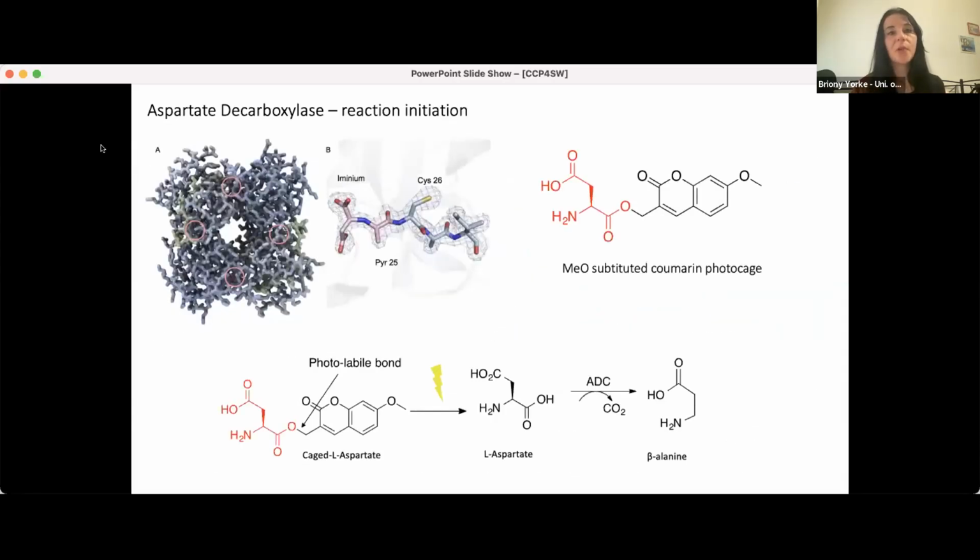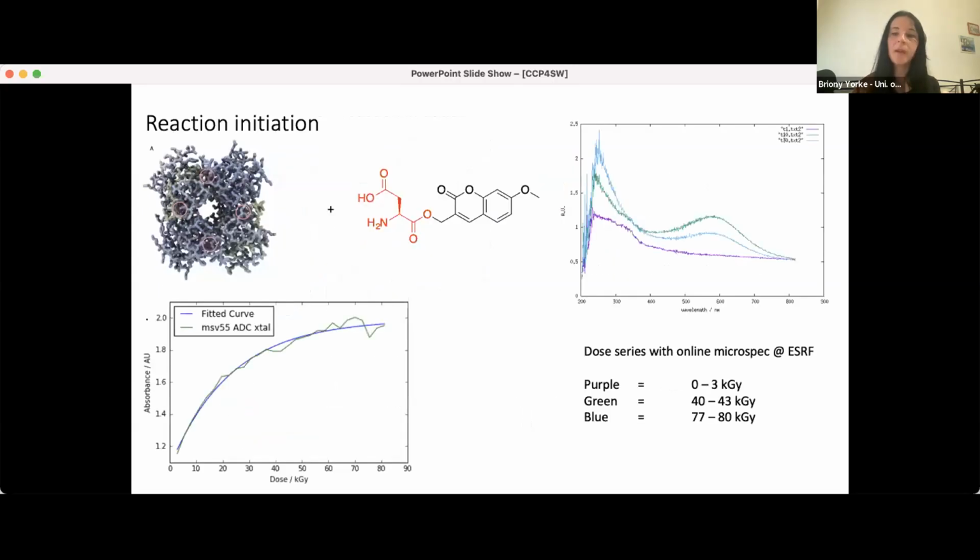So here's one example that we work on, aspartate decarboxylase. Its natural ligand is aspartate. We can put a coumarin photocage on it, use UV light to lyse that bond. It releases our aspartate and the enzymatic reaction occurs to produce beta-alanine. But what we saw here was that actually our photocage was being damaged by the X-ray radiation as we tried to collect even just the dark state of our crystal structure.